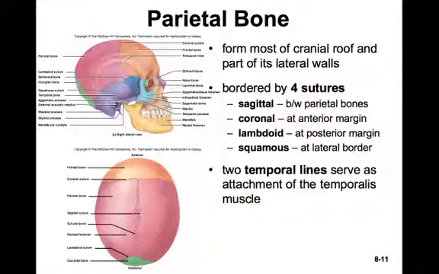We'll also see two temporal lines. These two temporal lines serve as attachment sites for the temporalis muscle, which sits right here and goes through the zygomatic arch and acts to open and close, predominantly close, the jaw. It's one of the strongest muscles in our body.